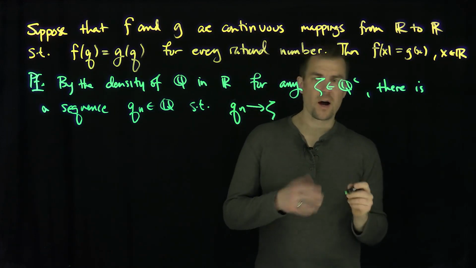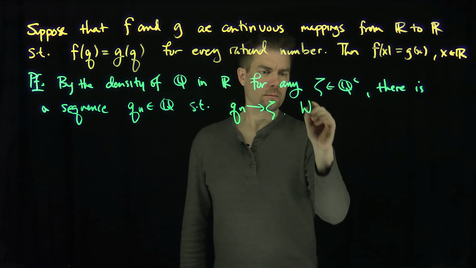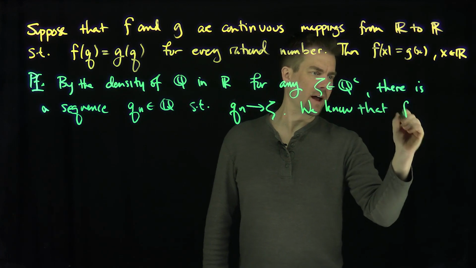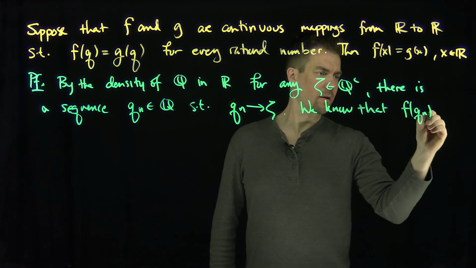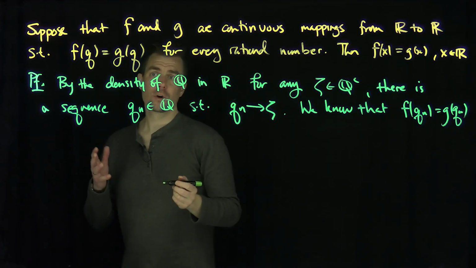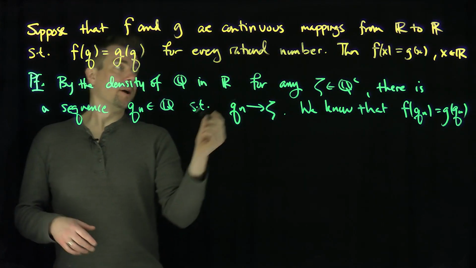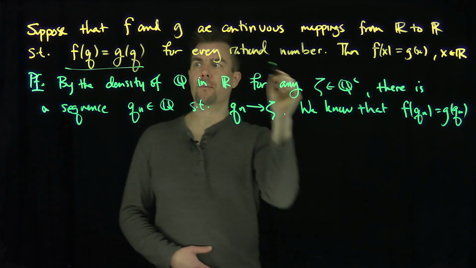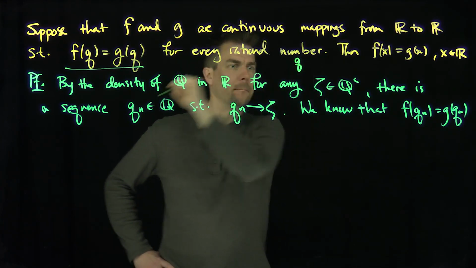Now we know that f of Qn is equal to g of Qn. Good. So that's because they coincide where? We know this is true for every rational number q.